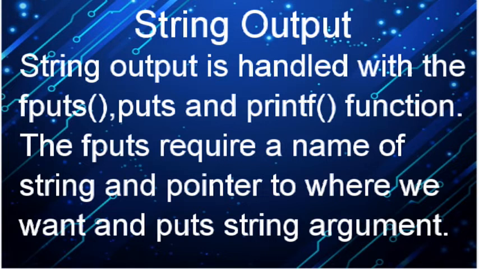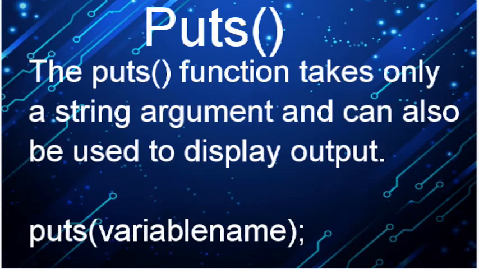What makes the puts function and the fputs function different? The puts function takes only a string argument and is used just to display the output, like we do with printf. But in the printf case, you need to define %d, %s, whatever we want to use. In this case, you just need to write puts and then whatever you want to print. As you can see on the screen, this is the syntax of puts.